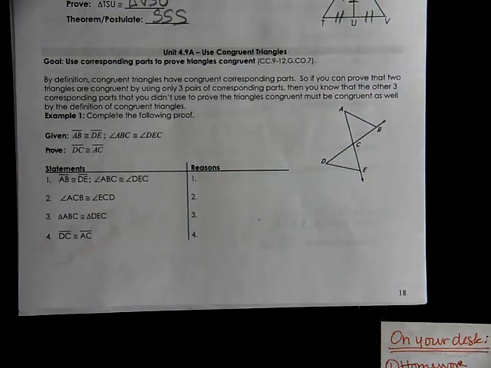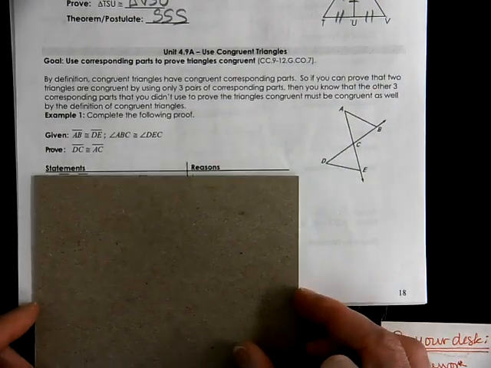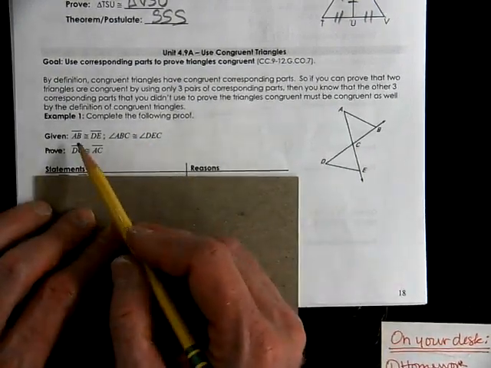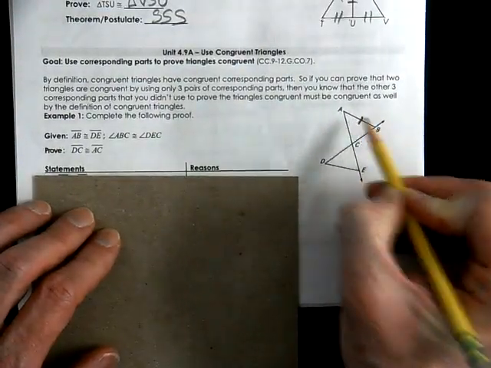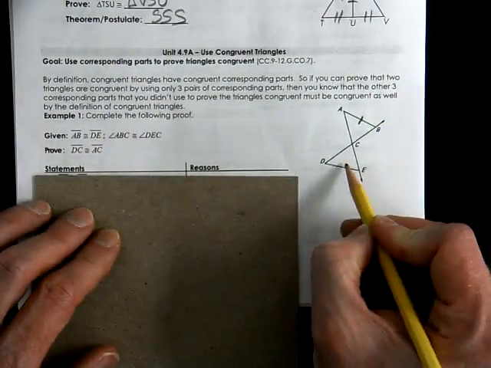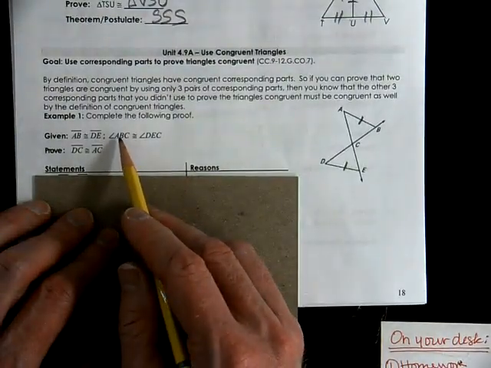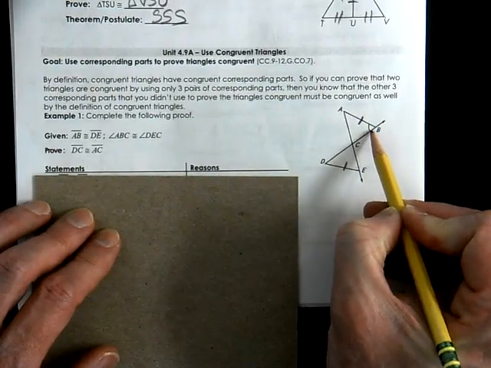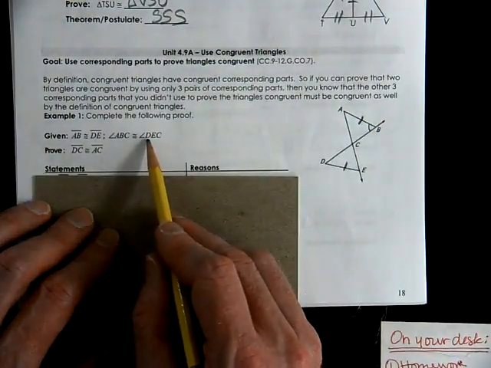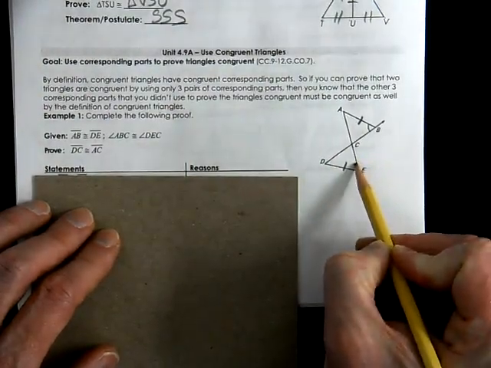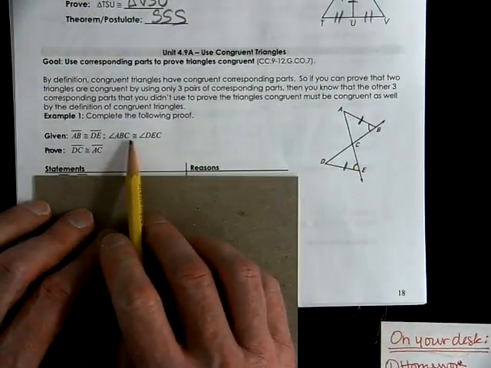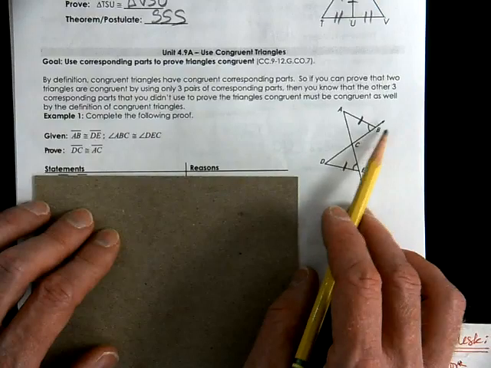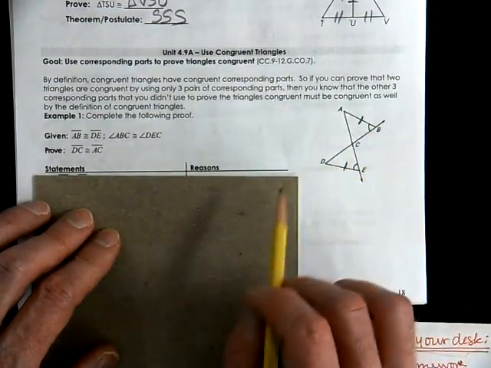So like any proof, we always start out with trying to convince ourselves that this is possible before we look at the proof itself. So we're going to look at AB and mark that with our tick mark. DE, mark that with our tick mark. This says that angle ABC, that would have an angle marker on it, is going to be the same as angle DEC. Remember that the middle letter is where the angle comes to the vertex.